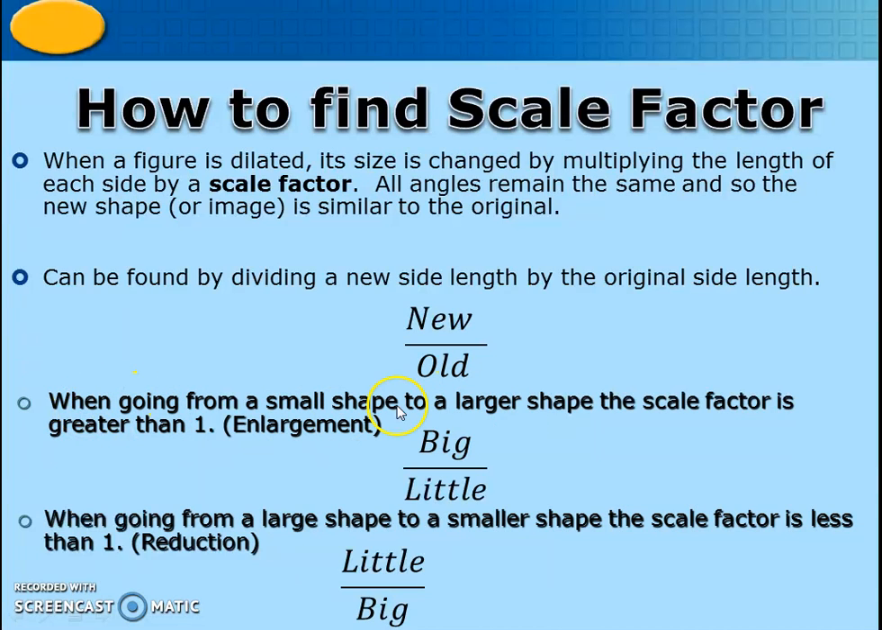When going from a small shape to a larger shape, the scale factor is greater than 1, so it's going to be an enlargement, which means that you have the bigger shape divided by the little shape. When going from a large shape to a small shape, we're getting less, so it's a reduction, so we have the little shape over the big one, which means you're going to get a fraction, whereas this one you're going to get a number greater than 1, so it enlarges. Moving on.